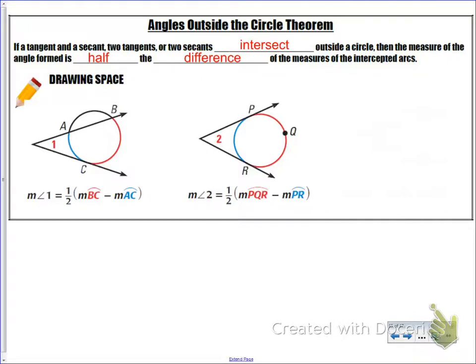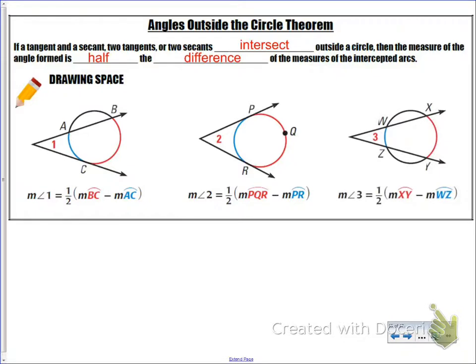And the last possibility, if I have two secants, I'm going to do 1/2 times arc XY minus the measure of arc WZ. So we're only looking for the arcs that are inside of the angle. And I'm going to take the bigger one minus the smaller one and then take half of that.